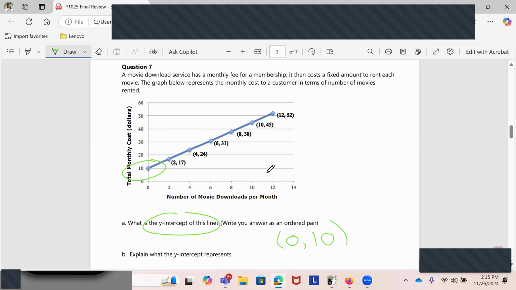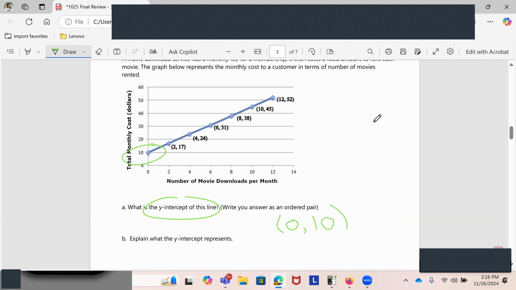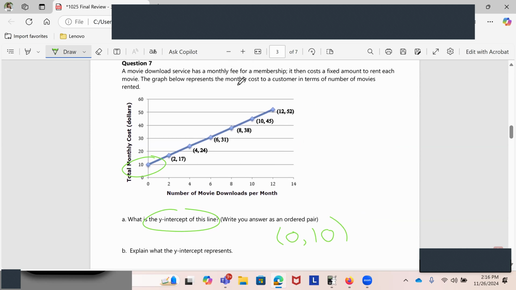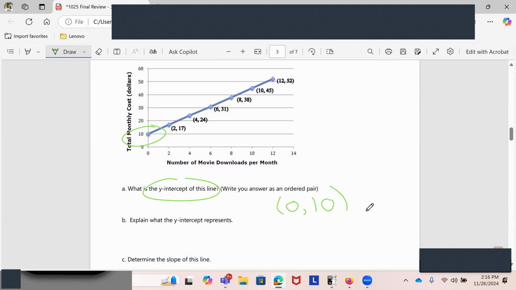It says that I'm looking at a movie download service that has a monthly fee for membership, and then it costs a fixed amount to rent movies each week. Okay, that makes sense to me. The bottom of the graph is the number of movies. The vertical is the total monthly cost. So now that we found this (0, 10), I love that we do this now because I want to know what that means in terms of this problem. Any guesses? Does it mean the monthly fee, or does it mean the amount to rent each video? The monthly fee. Yeah, it's the monthly fee. So they're going to charge me $10 per month.